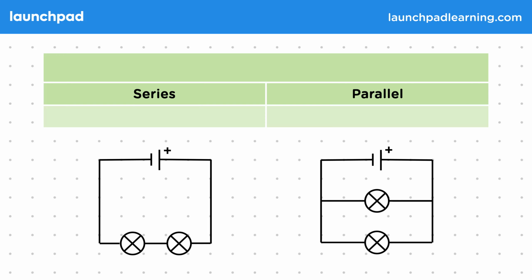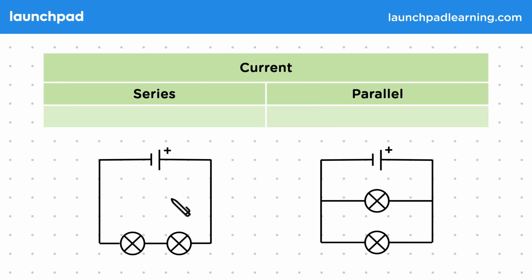Let's compare some of the key formulae and rules about series and parallel circuits that you need to know for your exams. We'll work with these simple circuits involving two lamps as we do. So first, what's the relation between the currents of these components, and what would the total current between them be?